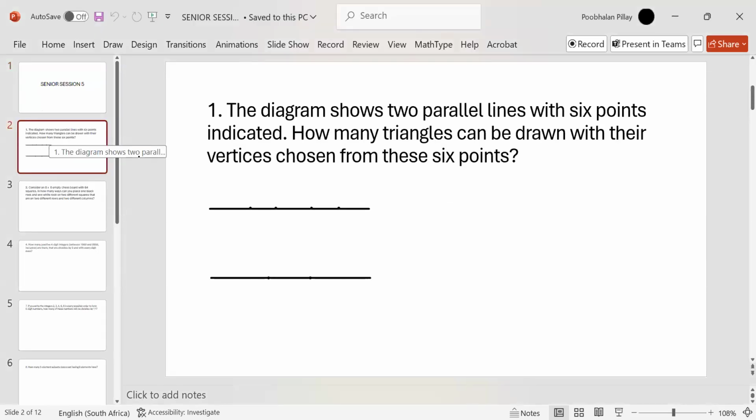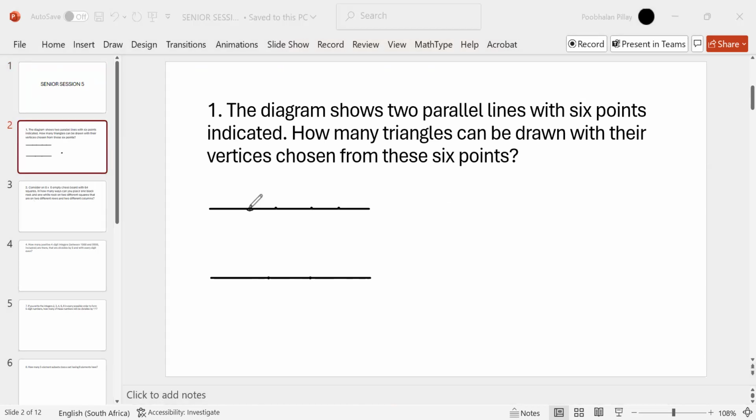Okay, the first question says, the diagram shows 2 parallel lines with 6 points indicated. Okay, the points don't seem to be very clear. So let's just get them. You got one here, one here. So there are 4 points in the top line and 2 points in the bottom line. Okay, how many triangles can be drawn with their vertices chosen from these 6 points?